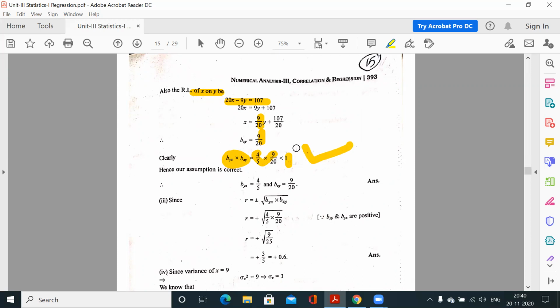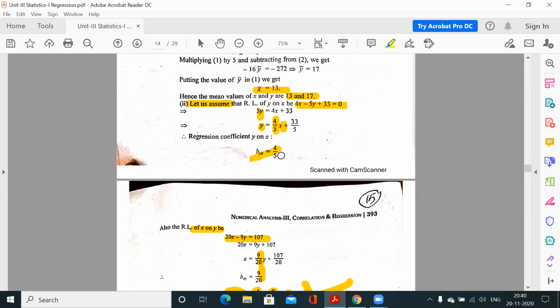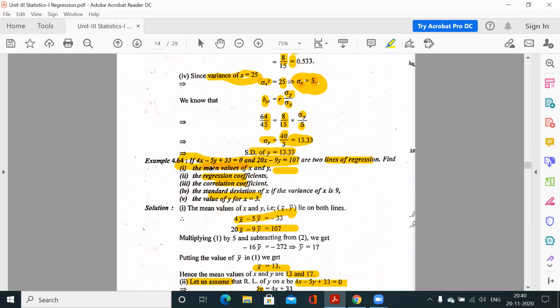Our selection was correct. But suppose you assume that this is the x line and this is the y line. If this is the x line, you will solve this for x, so you will get 5 by 4 as regression coefficient bxy. And if this is the y line, you will solve this for y, so you will get 20 by 9 as byx.